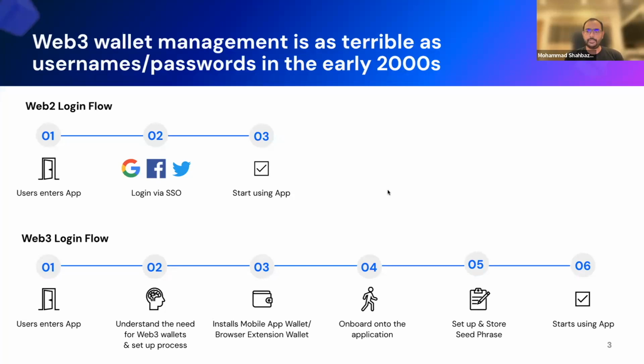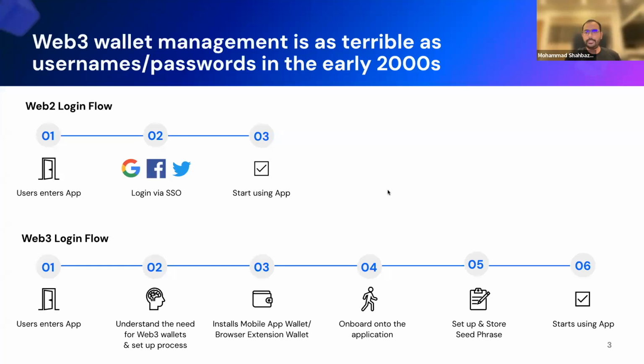So this is what we at Web3Auth are doing: we are a wallet infrastructure, making sure that your wallet private keys are secured properly. This is the login flow people are now very familiar with from Web2 login experiences: people enter your app or dApp, log in through SSO, let's say Google, Facebook, or here Twitter, right? And then start using the app. People are very familiar with that particular flow.